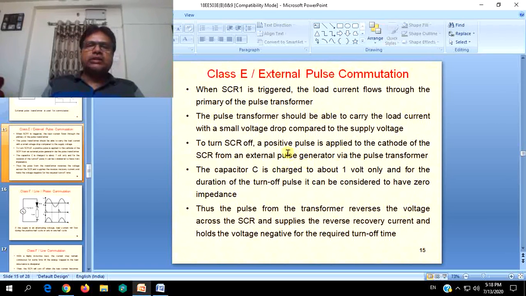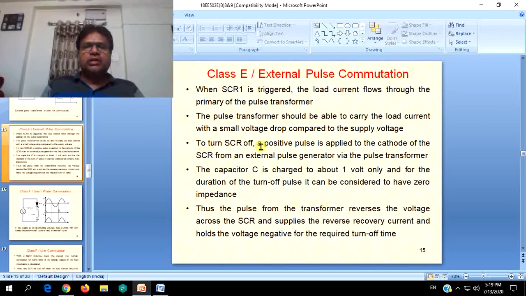So that can be understood like this: when SCR1 is triggered, the load current flows through the primary of the pulse transformer. The pulse transformer should be able to carry the load current with a small voltage drop compared to the supply voltage. Otherwise, the load will be getting lower voltage and the current will be less. So the pulse transformer design should be such that the voltage drop in its primary winding is as small as possible, because for these reasons this pulse transformer is designed to be operated in the saturation region, in this case where a tight coupling will be given.